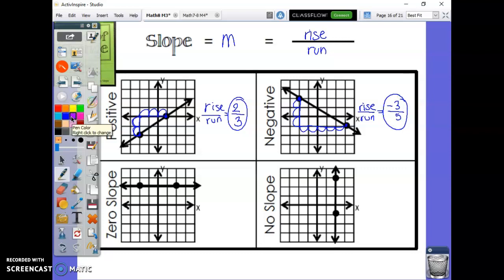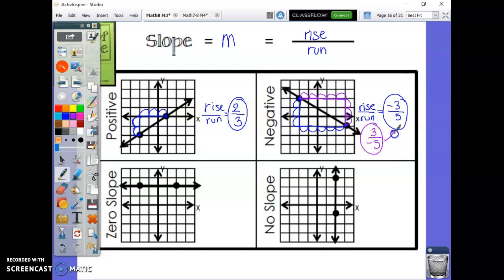What if we were to go this way instead? We go up and to the left. Let's figure it out. We go 1, 2, and 3 units up. Going up is a positive movement, so we have a positive 3. And then going 1, 2, 3, 4, and 5 units to the left. Going towards the left is a negative movement, so our slope would be 3 over negative 5.